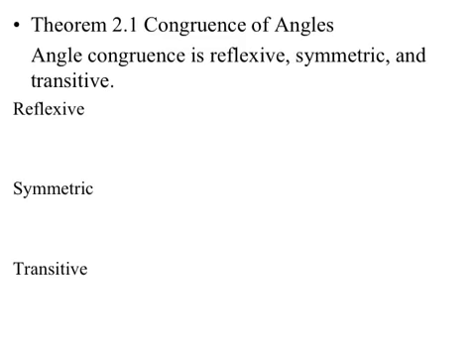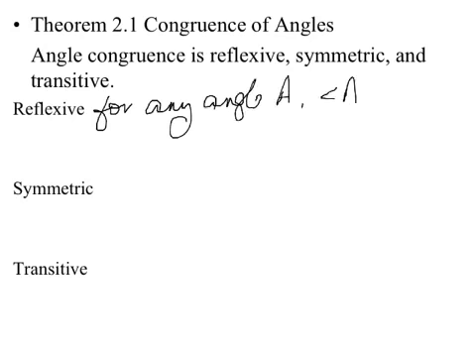Congruence of angles. Angle congruence is reflexive, symmetric, and transitive. And amazingly enough, the explanations are very similar. So for any angle A, angle A is congruent to angle A. Okay, reflexive. It's a reflection. For any student named Joe, he looks in the mirror, Joe is congruent to Joe. It's a reflection. All right.